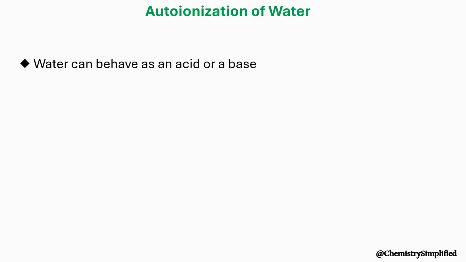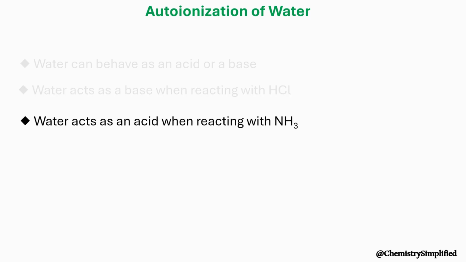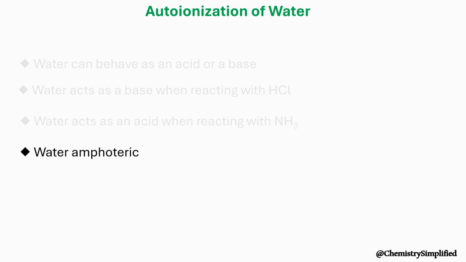Water is very strange in that it can behave either as an acid or a base. If water is reacting with an acid like HCl, water would act as a base. On the other hand, water would act as an acid when it's reacting with a base such as ammonia. Because of these characteristics, water is said to be amphoteric.